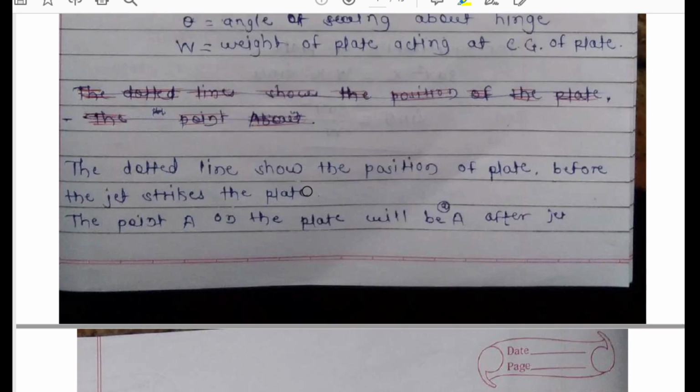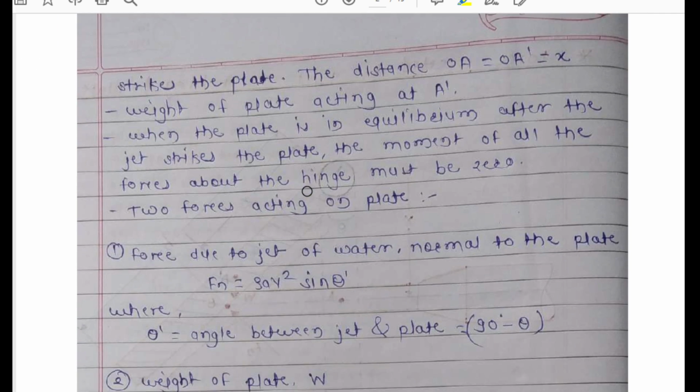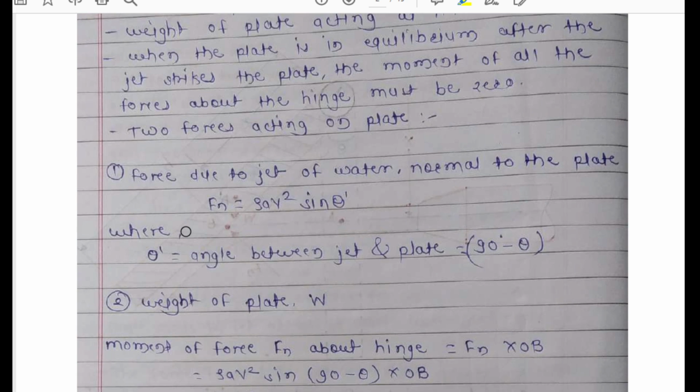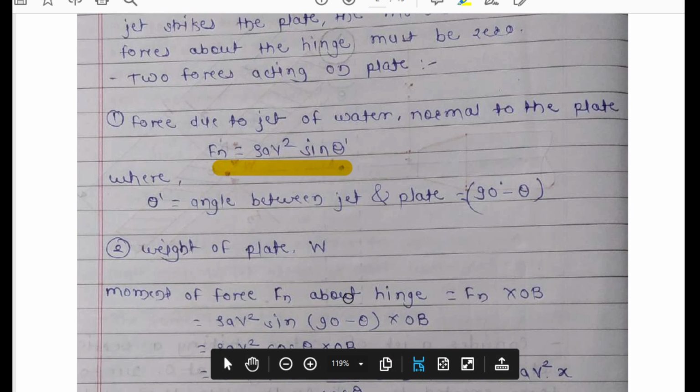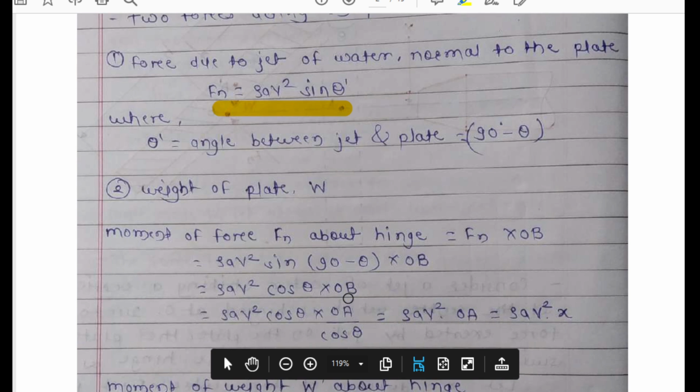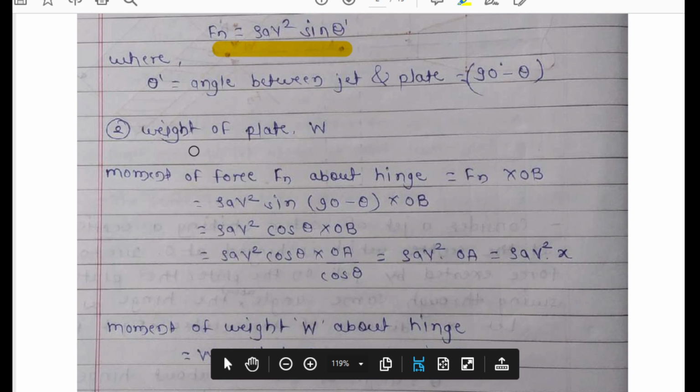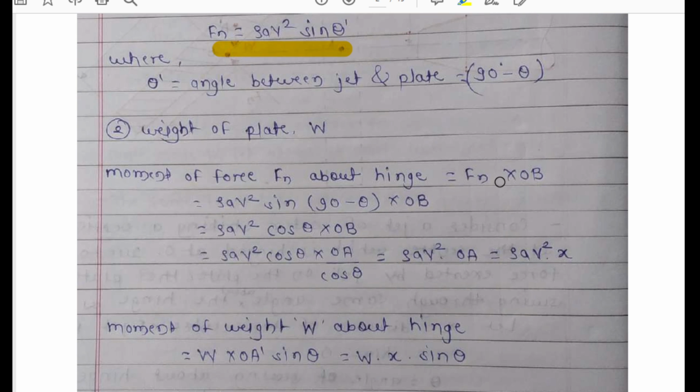Now I'll show you the formula here. With theta dash, Fn equals rho a v square sine of theta dash. That theta dash is nothing but 90 minus theta. So rho a v square sine of 90 minus theta will be your Fn. Secondly, we have to take the moment of the weight of the plate. The moment of the force Fn about the hinge is Fn into Ob.